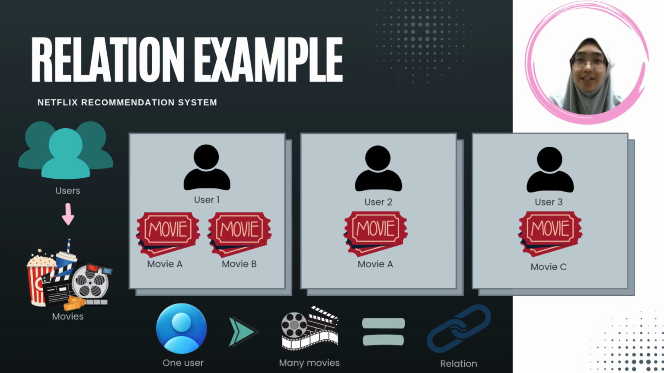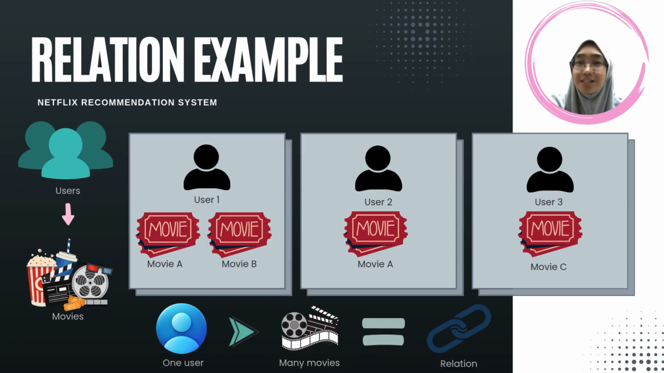Now, I will explain a real example of a relation using the Netflix recommendation system. In this example, we have two sets. The first set contains users, while the second set contains movies. As shown on the slide, user 1 is connected to movie A and movie B. User 2 is connected to movie A. User 3 is connected to movie C. Notice that one user can be connected to multiple movies. This is completely acceptable because a relation allows one input to have more than one output.